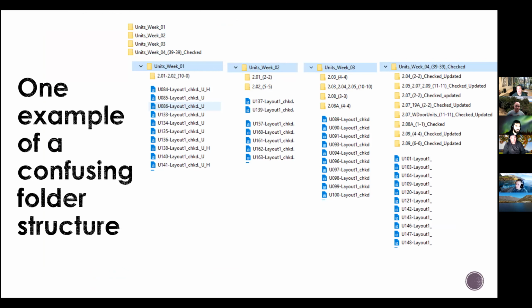So this is one example of a confusing folder structure. This is one I had heard about recently. At the very top, you can see that there were 4 weeks. The last one says 39-39 and checked. That kind of implies that with these other 3, maybe we haven't begun checking yet. We might not even have units on those yet. When you look into it, for week 1, this folder says 10-0. Well, there were 10 units in there. The 0 implies that nothing has been checked, but yet all of them look like they've been checked.